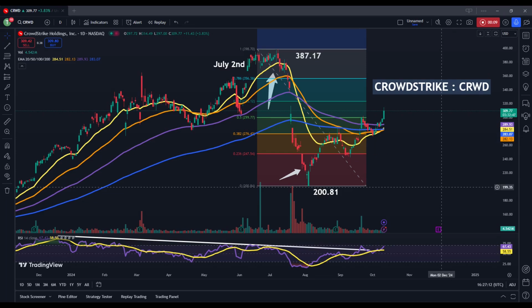We have the current stock market analysis for CrowdStrike Holdings Incorporated, stock ticker CRWD.